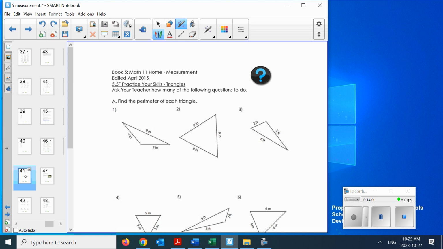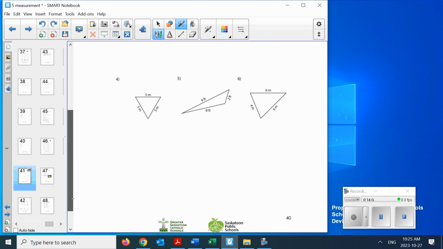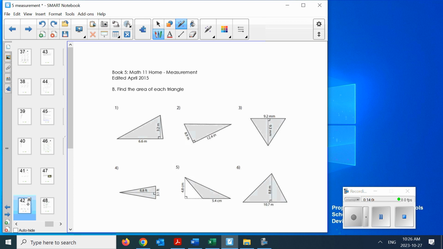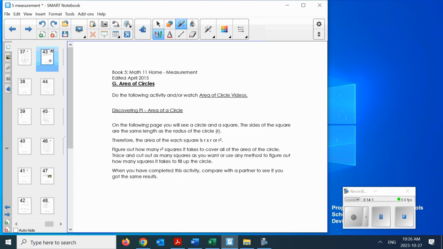And then we have a bunch of those triangles to do. Perimeter only for these. And area only for these. Okay, so read carefully.